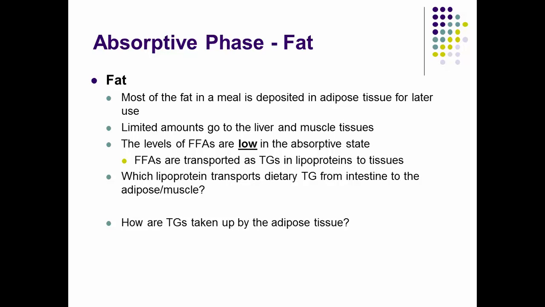Okay, fat. Most of the fat in the meal, once we absorb it, should go to the adipose tissue for storage as energy, as triglyceride. And we know two lipoproteins play a very important role in transporting dietary fat to the adipose tissue. Remember which two? Lipoproteins that transport the dietary lipids to the adipose tissue: chylomicrons and VLDL.